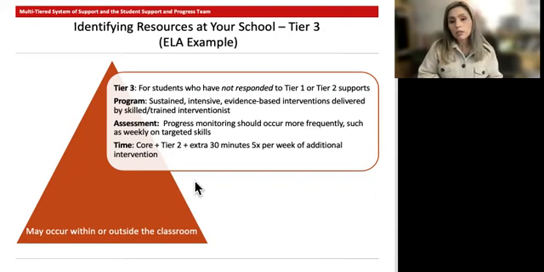That would be considered a tier 3 support for our learning center, which is run by Ms. Palicio. So those are all types of supports that we provide here for students: tier 1, tier 2, and tier 3 supports.